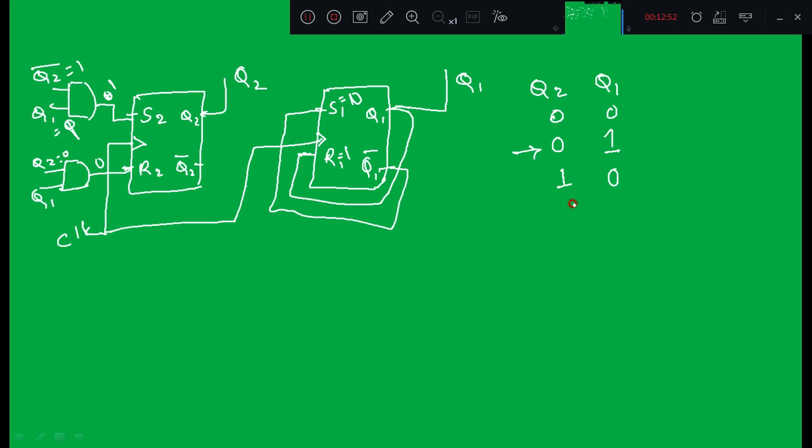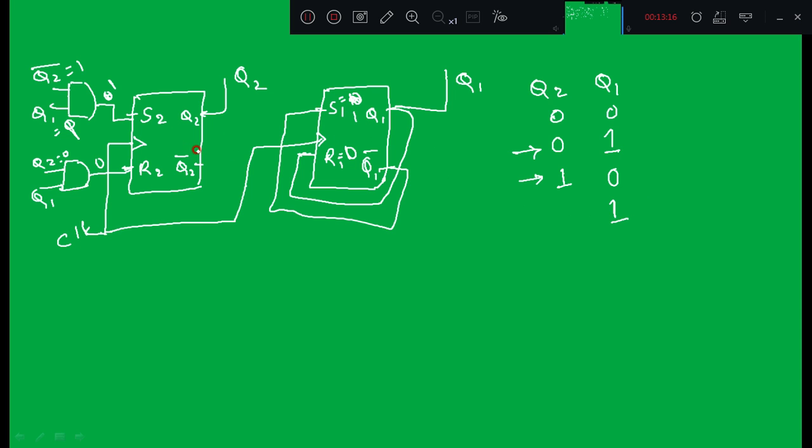For the last case, this acts as the previous value. Q1 is connected to R1. Since Q1 is 0, R1 becomes 0, and Q1 bar is connected to S1. Q1 is 0 here, so Q1 bar is equal to 1 and S1 is equal to 1. So the second flip-flop sets.